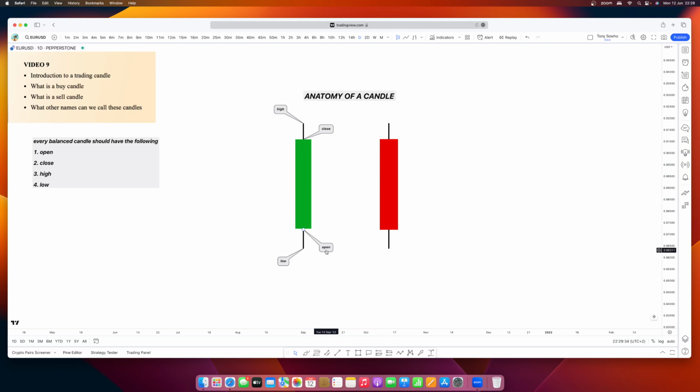And for a bullish candle, this is the open. This is where price starts to buy. And then we have the close, and then we have the high, and then we have the low.